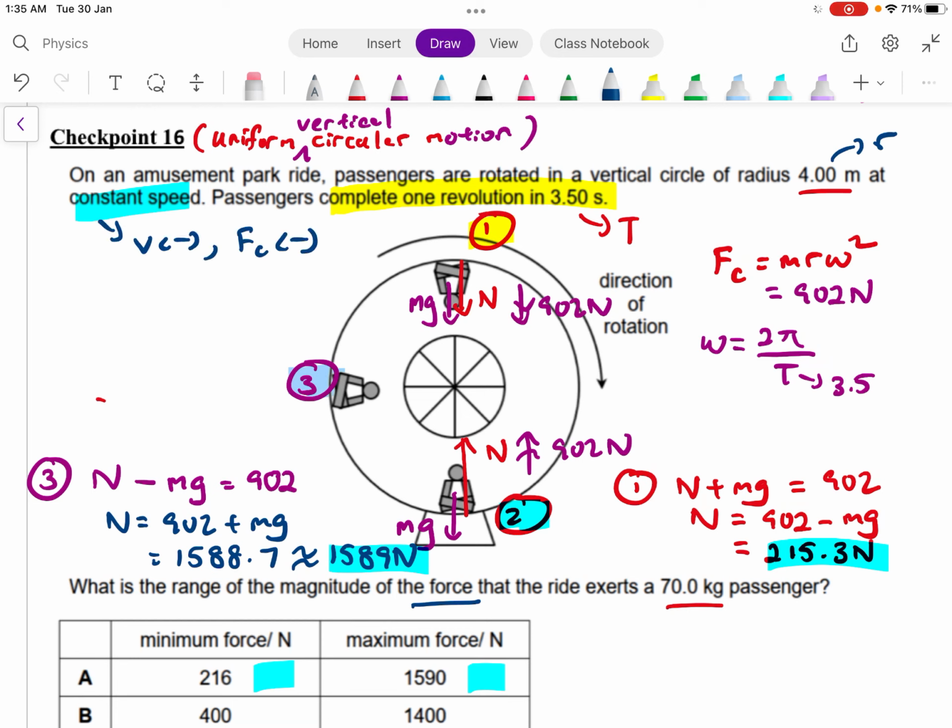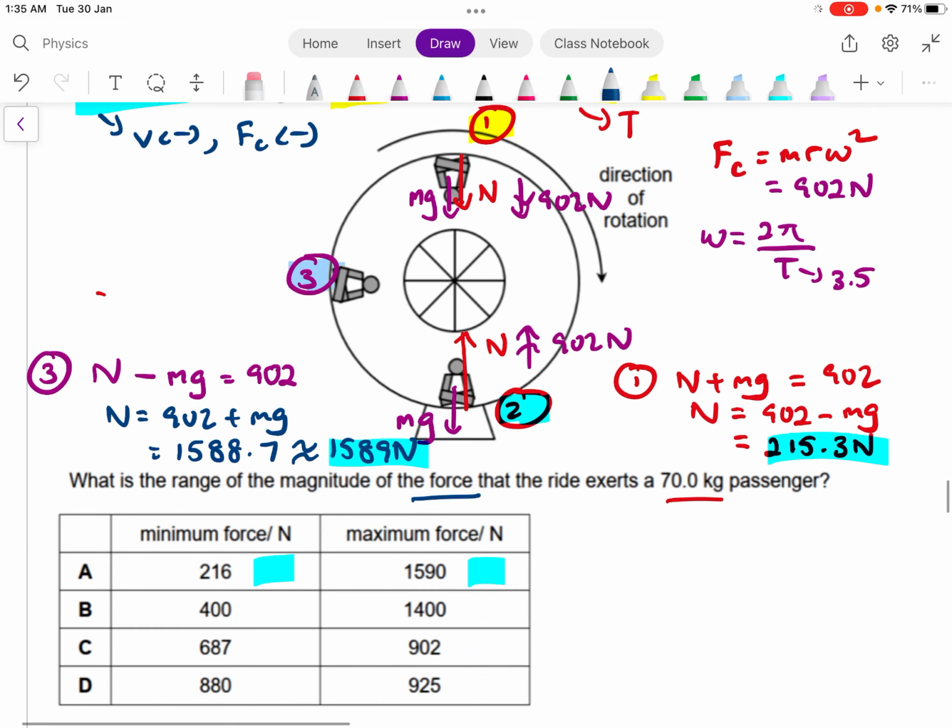Okay, so passengers complete one revolution in about 3.5 seconds. So this actually means the period, because remember the definition of period is the time taken to complete one revolution. Okay, so what is the range of the magnitude of the force that the ride actually exerts on the 70 kg passenger?